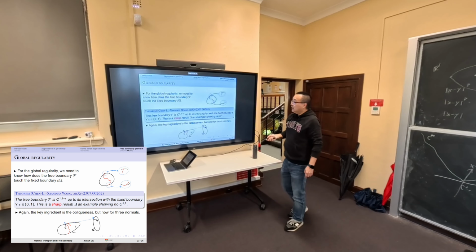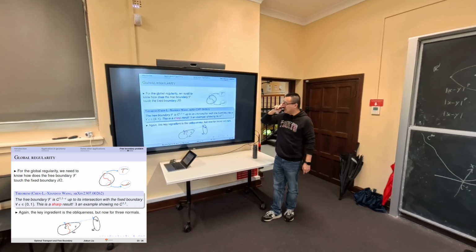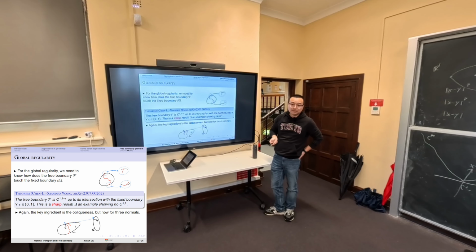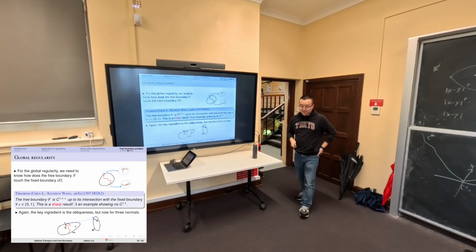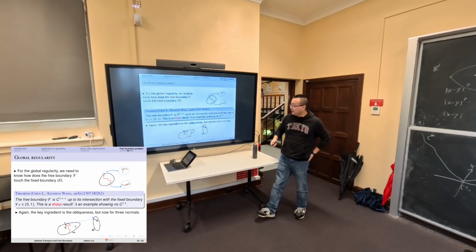Okay, so this is a joint work with a student. We can prove the free boundary is almost C^{1,1}, and this is sharp, because we do have a counterexample to show C^{1,1} is never true. So we can prove it's C^{1,1-ε} for any ε bigger than 0. Okay, the idea is very similar.